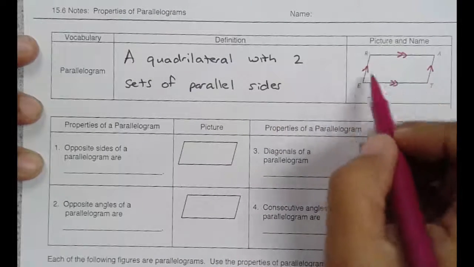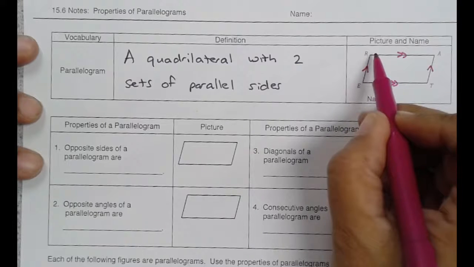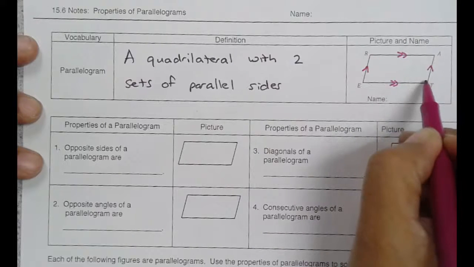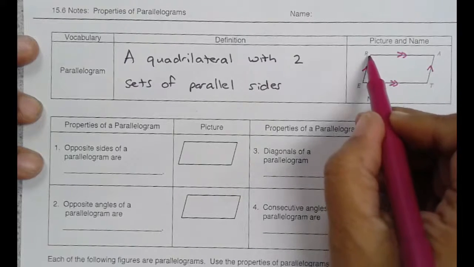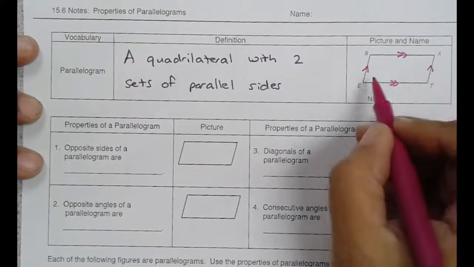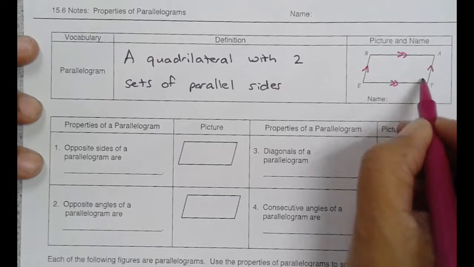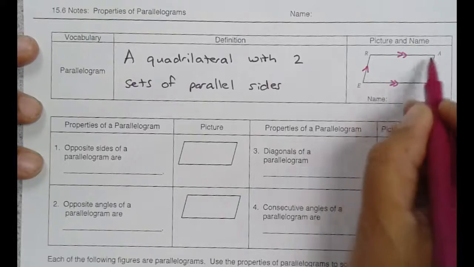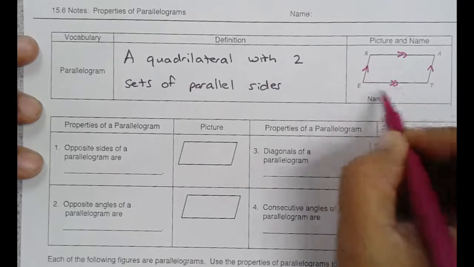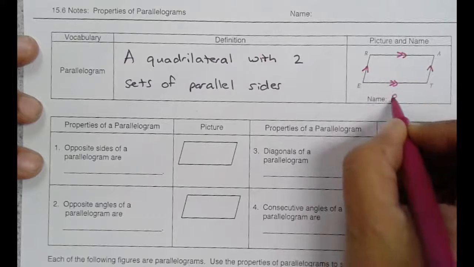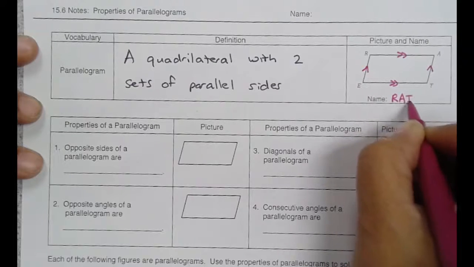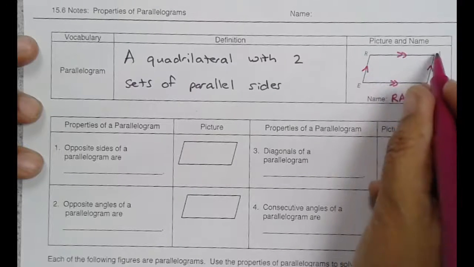So you can start at any point. Let's say we start at R. So we can go R-A-T-E, or you can go R-E-T-A. If you started with E, you could go obviously E-R-A-T. What you can't do is skip, go E-A-T-R. That's not going around. So let's go with R-A-T-E. That's how you can name this, going around.